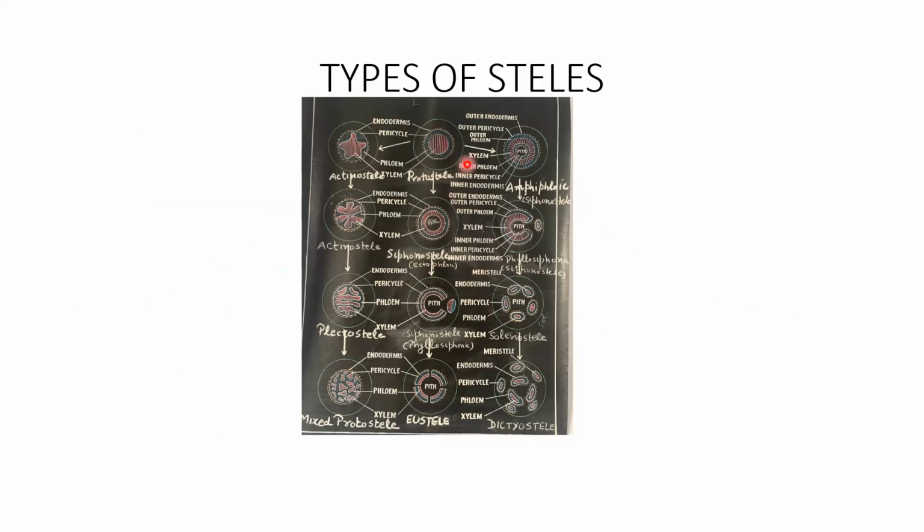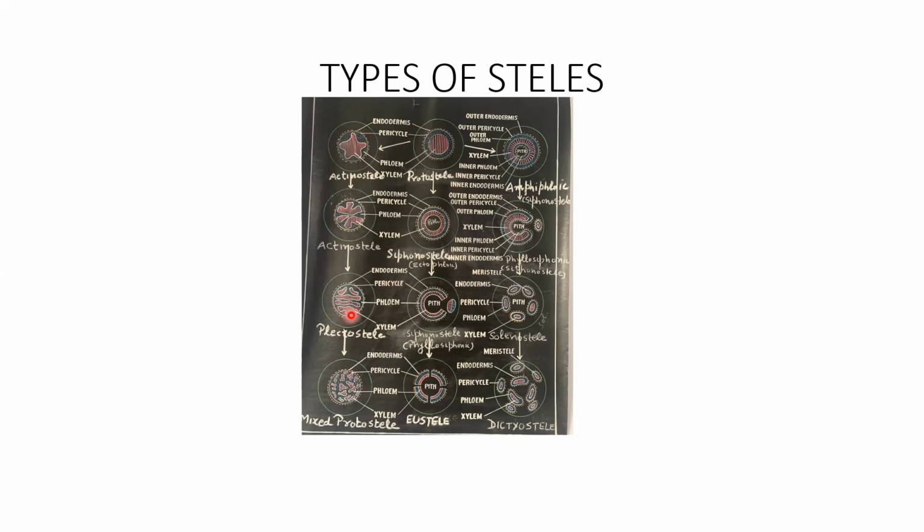Now, this is the simple protostele having xylem in the center, surrounded by phloem, endodermis, and pericycle. This is called protostele. And if xylem becomes star shaped, showing radiating arms, then this is called actinostele. And these are the concavities in which phloem is formed. Sometimes these concavities deepen, and then it is called stellate actinostele.